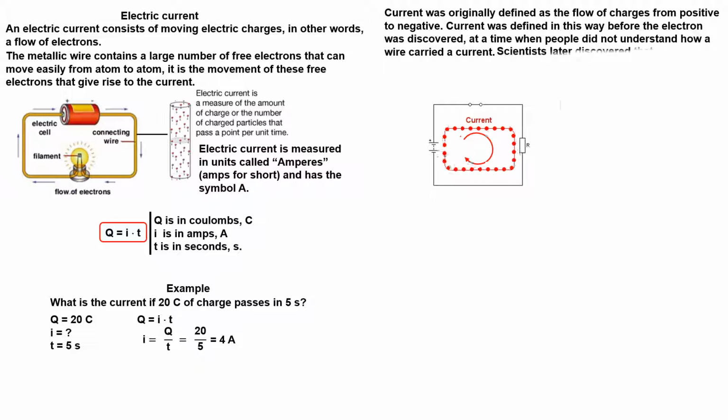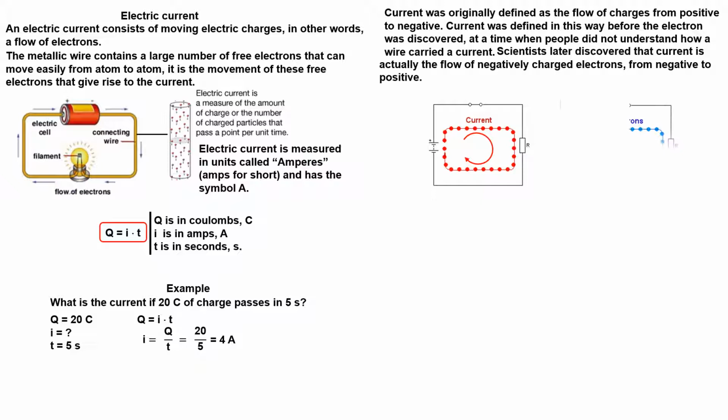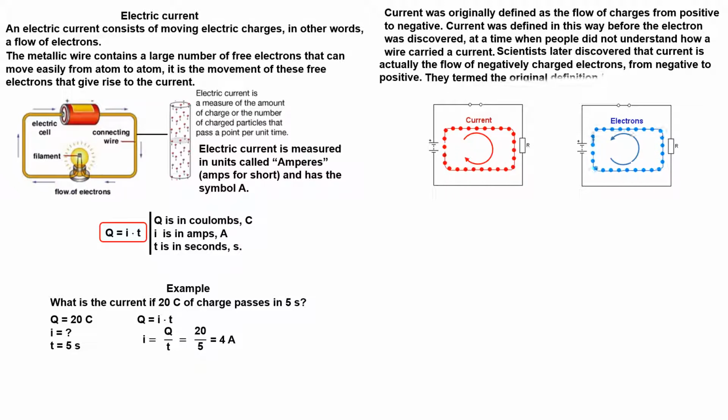Scientists later discovered that current is actually the flow of negatively charged electrons from negative to positive. Look at the diagram. They termed the original definition conventional current, so as not to confuse it with the newer definition of current.